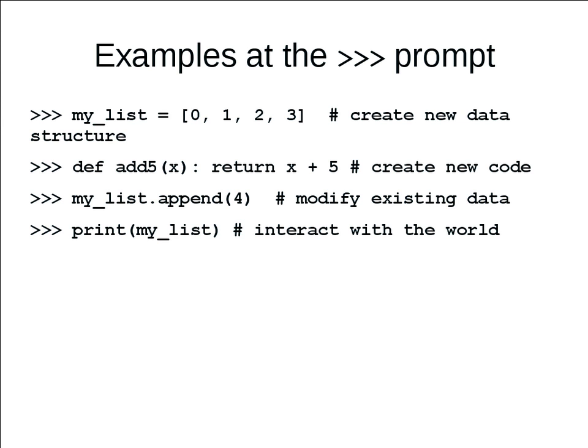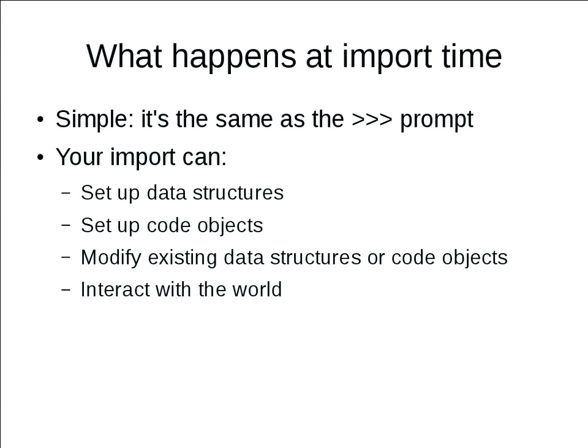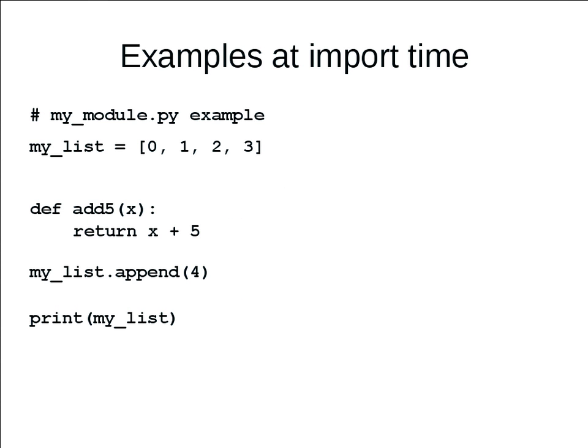What happens at the prompt? What happens when you import? Same thing. All these things can happen. You can set up data structures, set up code objects. You can even interact with the world. You could put print statements in an import file if you wanted. And here's just the same 4 examples, and now we're imagining this is in a file we're going to import. So the whole point of this is that at import time, you're just running code. Whatever's in the file you're importing, you're going to run it. And when you're building functions, you're building functions at runtime. The def statement builds a function for you at runtime.